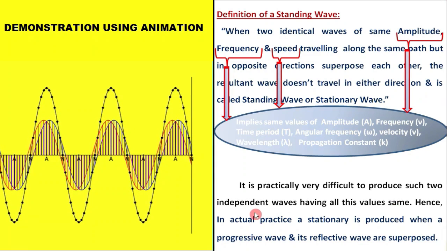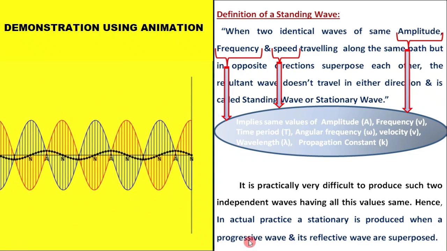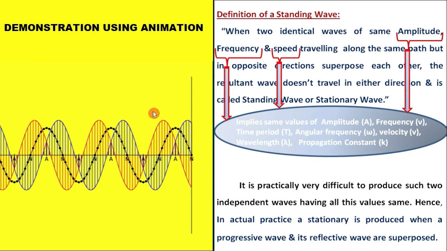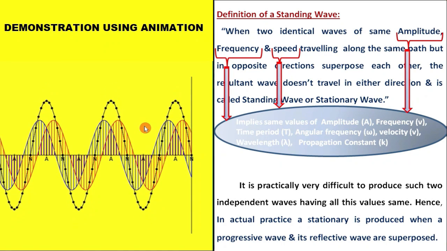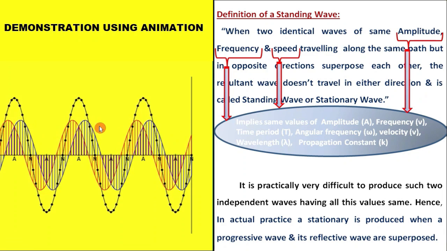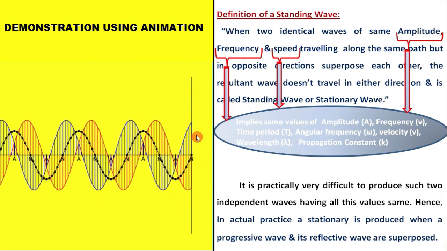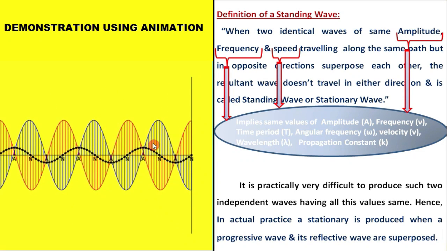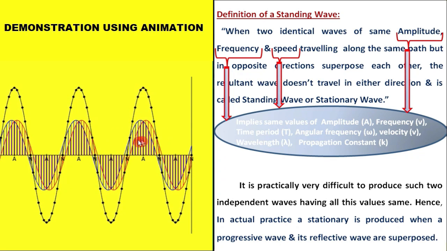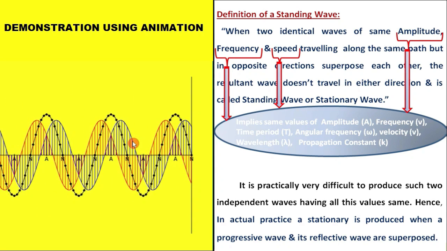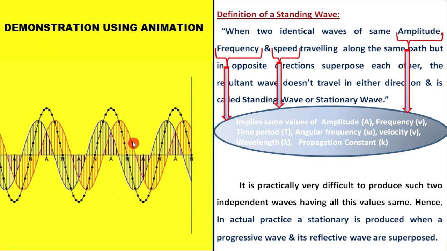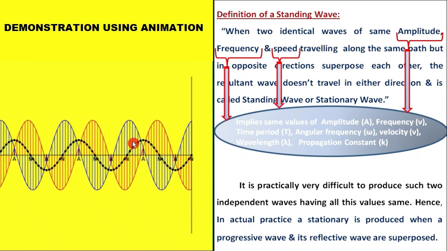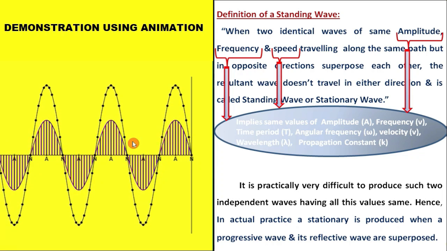Hence, in actual practice, a stationary wave is produced when a progressive wave and its reflected wave are superposed, like here. Here we have not produced two waves. What we are producing is a wave going from here, the red wave, and a boundary is here. From the boundary, the blue color wave is produced, which is nothing but the reflected wave of the incident wave, or the red color wave. So here we are not superposing two independent identical waves, but two dependent waves, where one is incident and another one is just its reflected wave.